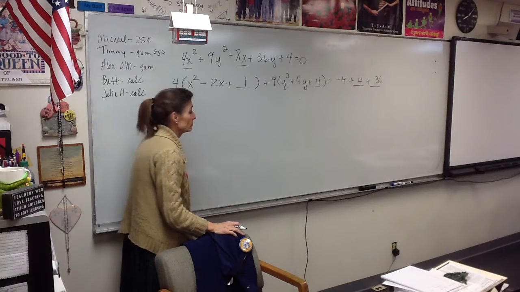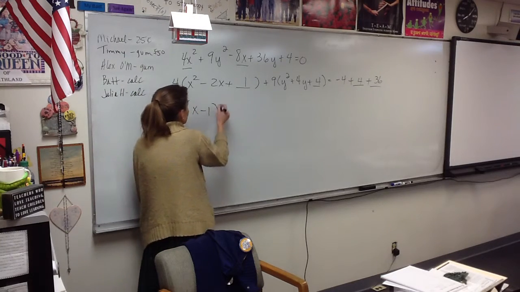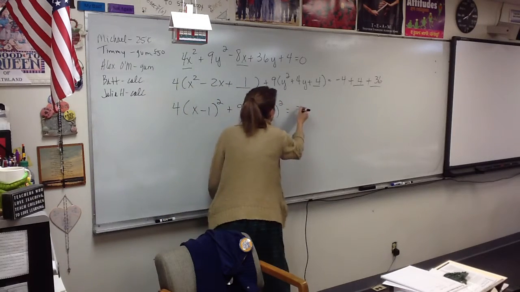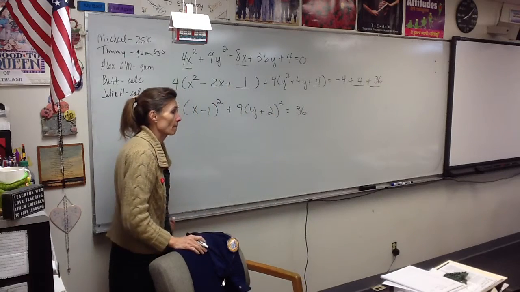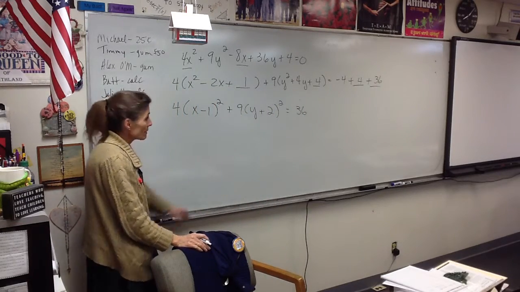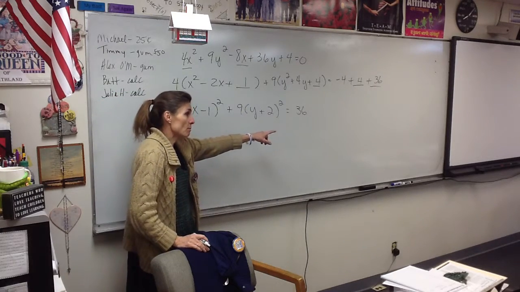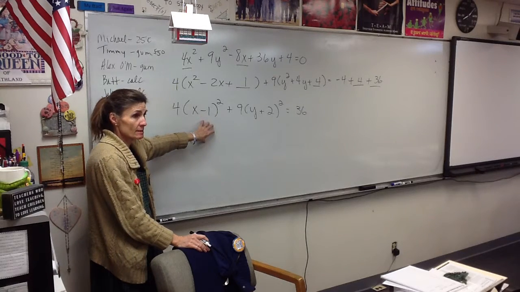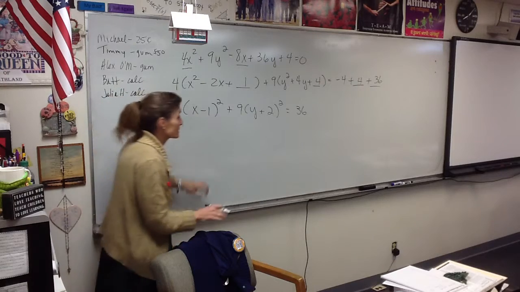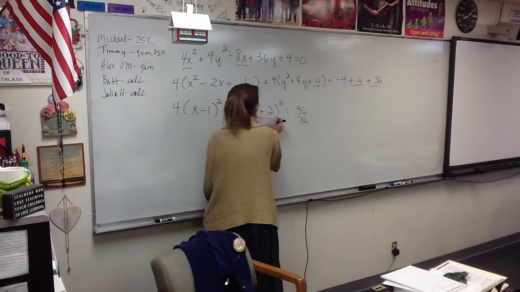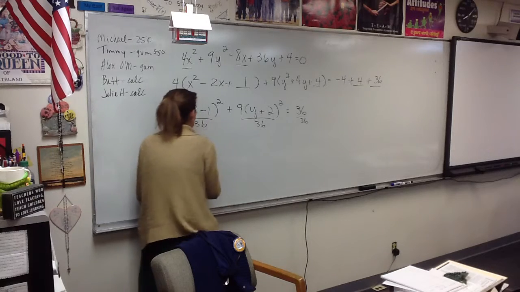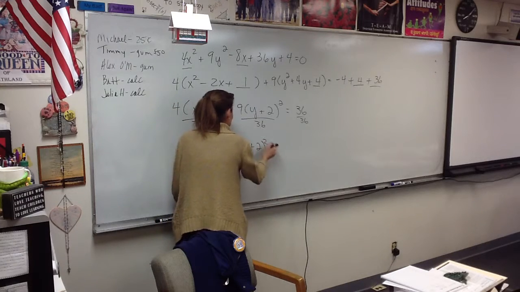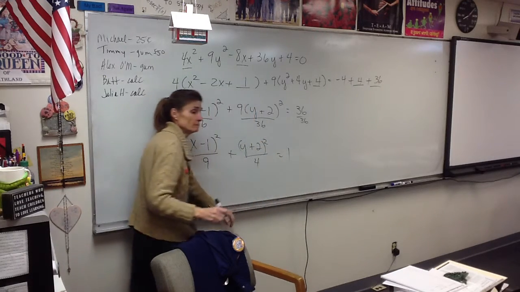Madeline, following along? Now I erased it, but that last problem didn't quite look like this. Just divide by 36, because I want to have my equation set equal to 1. So I have (x minus 1) squared over 9, plus (y plus 2) squared over 4, equals 1. There's a 4 and a 9.